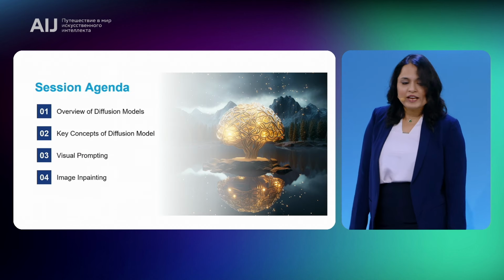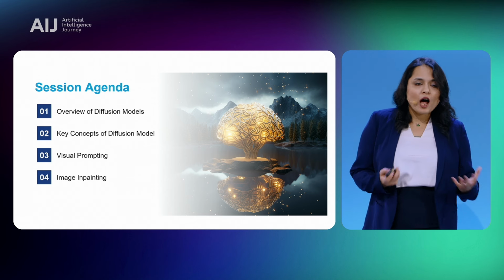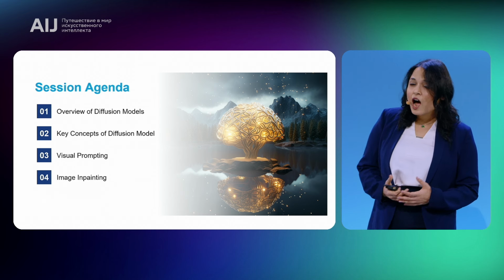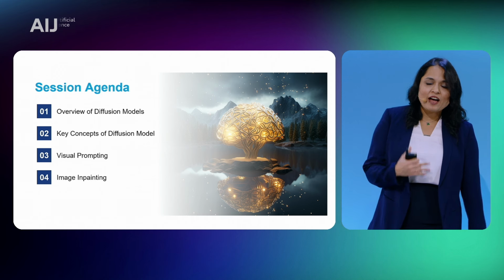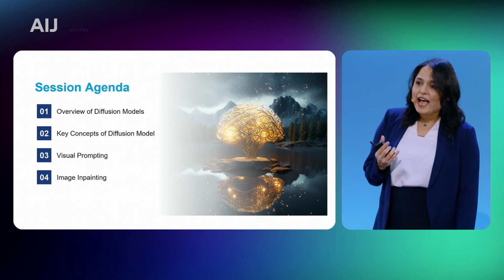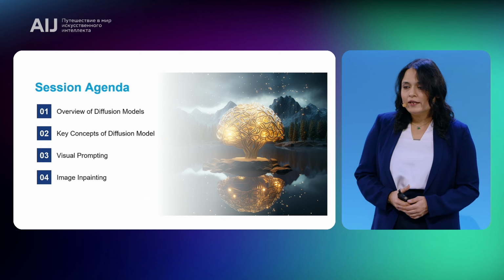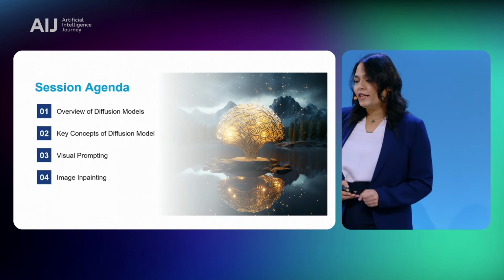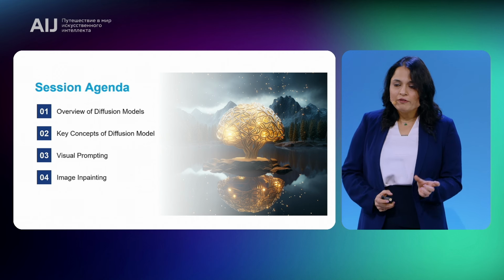In today's session, there are 4 key points which I'm going to cover. The first is understanding how diffusion models work, the concept and mechanics behind them, and how these models are able to generate high-quality images through a series of iterations and refinements. We'll also cover how you can use text prompting to refine your image outputs, which is your visual prompting. And finally, the last topic is image inpainting, which focuses on how you can replace a certain part of an image with a new image.